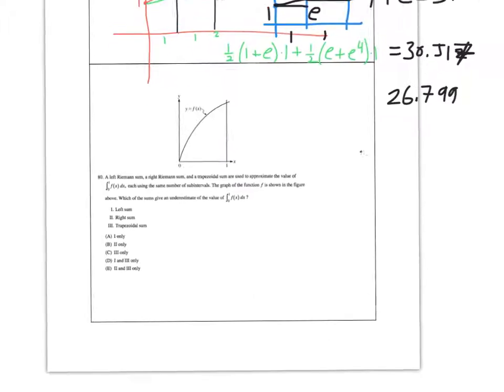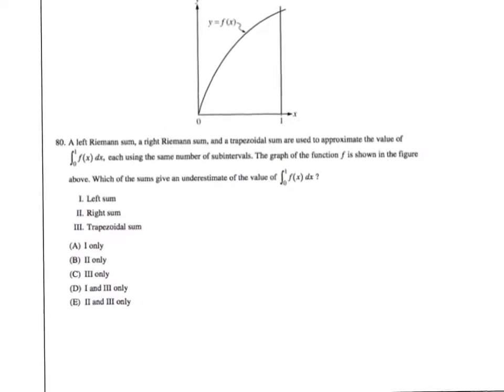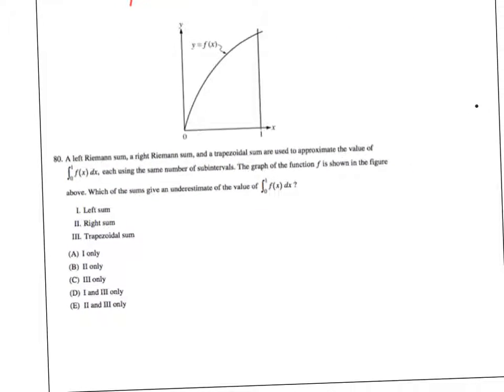Looking at the next problem, we've got a left Riemann sum, a right Riemann sum, and a trapezoidal sum, which I use to approximate this. And the graph is shown here, which gives an underestimate of this. Okay, so let's just talk about each of these. I'm just going to make two intervals just so we can see the shapes pretty well.